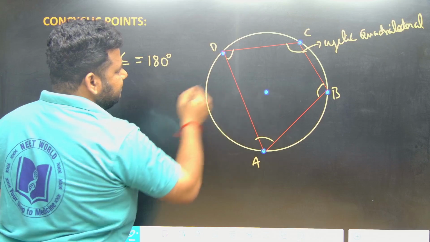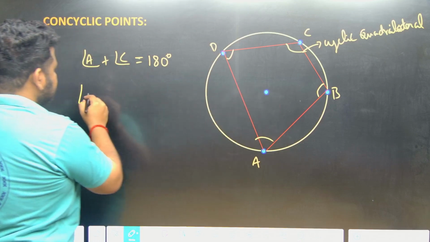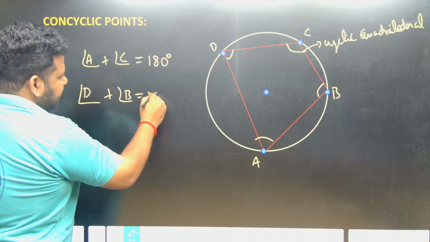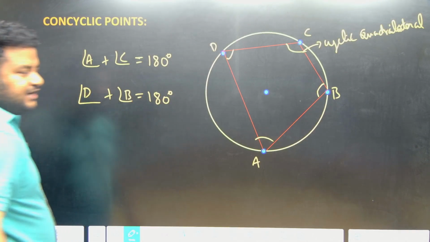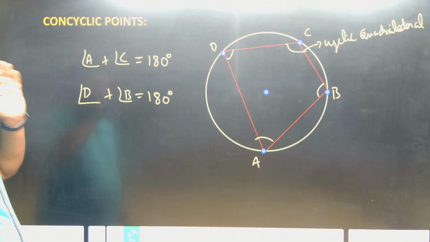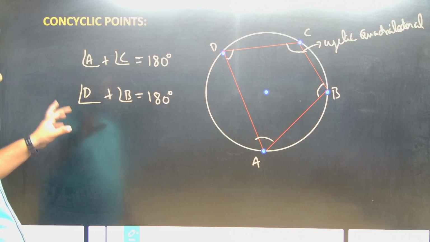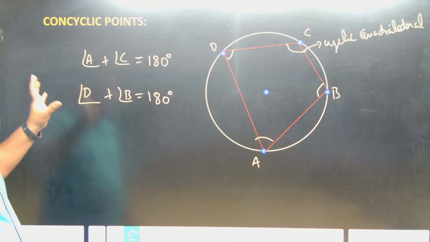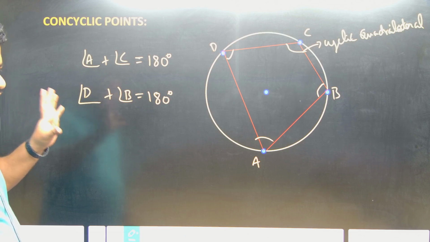Now, angle D and angle B are also opposite. Angle D plus angle B is equal to 180 degree. Clear, friends? So, see here, the opposite angles are supplementary. This is one very important point you have to remember.